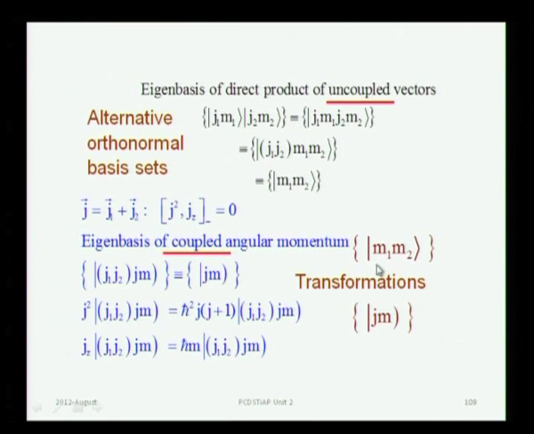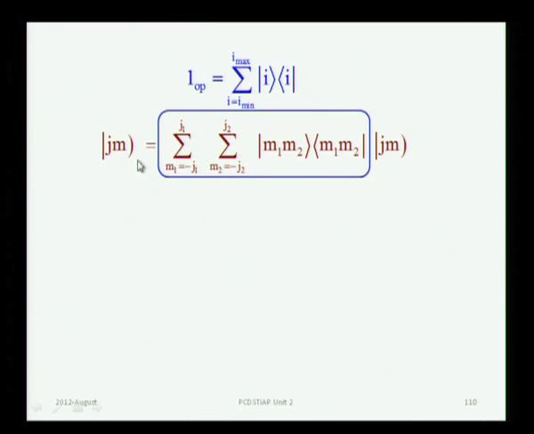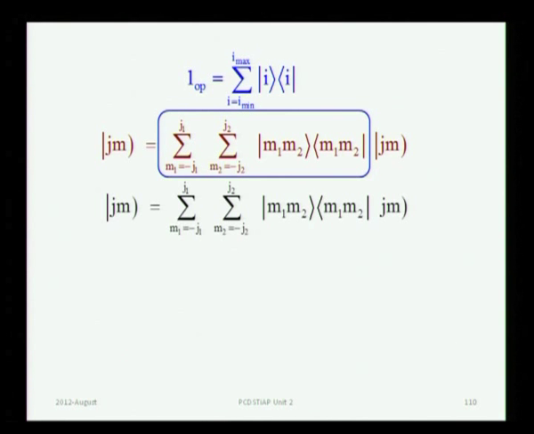So, you can consider transformations from one basis to another, because an arbitrary vector you can always express as a linear superposition of any basis set, it does not matter which it is. So, let us represent this coupled vector, which is operated upon by the unit operator, and I have decomposed the unit operator. This is the resolution of unity as we call it, in the basis of the product of uncoupled vectors. Okay, m1 m2 are the product vectors from the uncoupled basis.